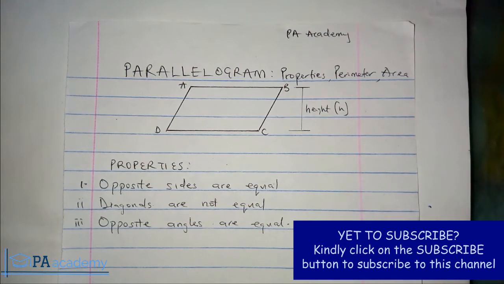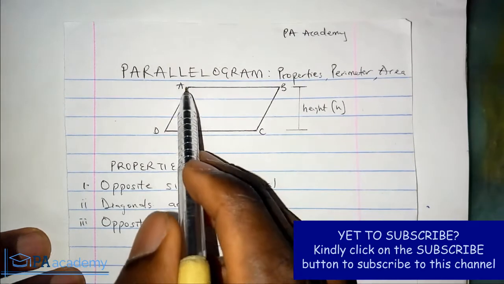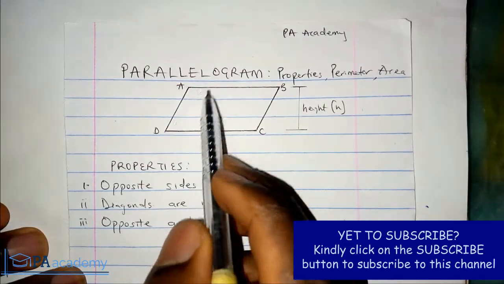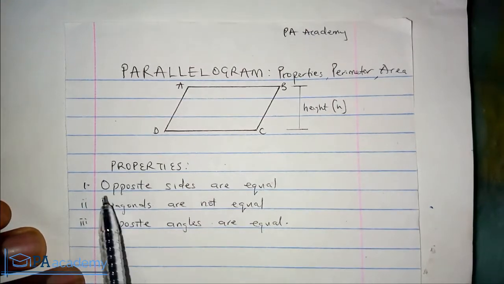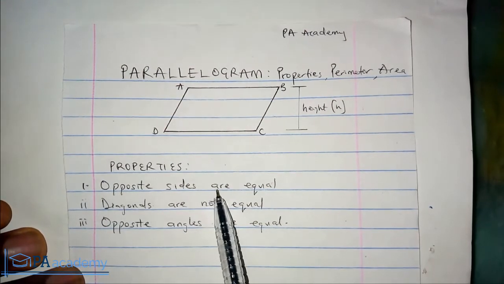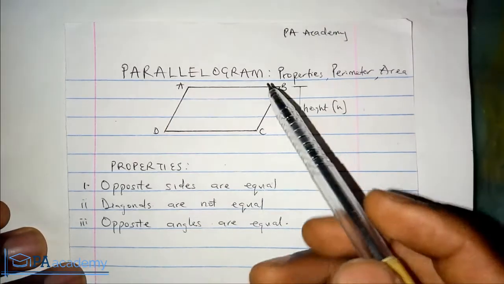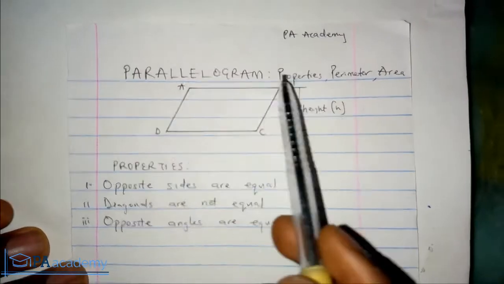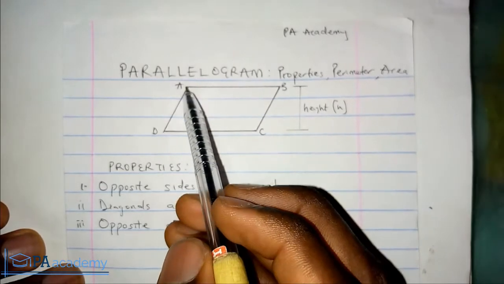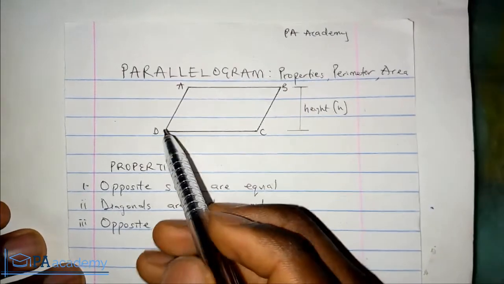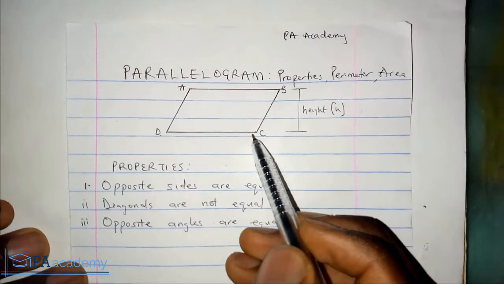So let's get started. Now when we talk about parallelogram, this is how a parallelogram looks like. This is the shape of a parallelogram. And let's look at the properties. The first one says that opposite sides are equal. Now these are AB and DC. They are on opposite sides. That means the length from A to B and the length D to C are equal.